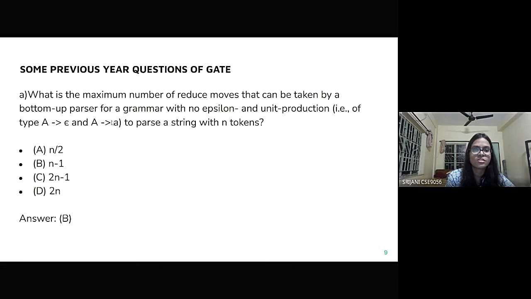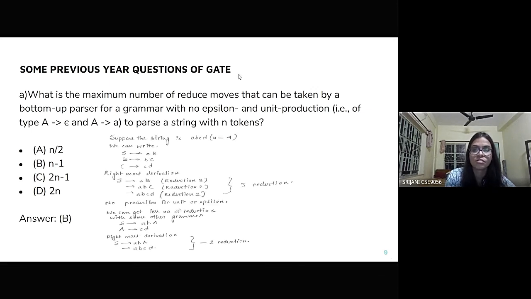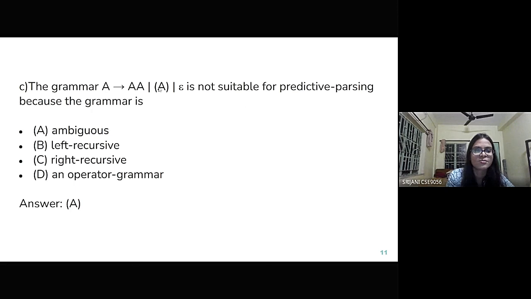So this is the question: what is the maximum number of reduce moves that can be taken by a bottom-up parser for a grammar with no epsilon and unit production, that is, A goes to epsilon and A goes to a, to parse a string with n tokens? So first of all, in order to get the maximum number of reduce moves, we should try to make sure that in each sentential form, only one terminal is reduced. And so I'm going to the next question.